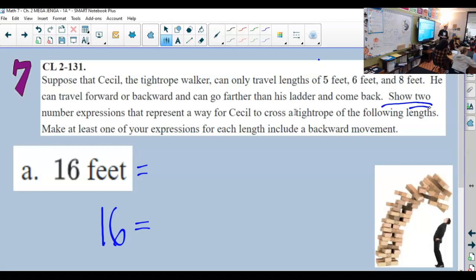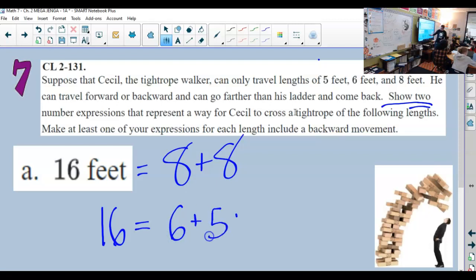Alright, you guys got it? Safe. Give it to me. So for our first one, we got 8 plus 8. Alright. Simple, Cecil. And then we got 6 plus 6 plus 5 plus 5. Does that get us to 16? You betcha. Send someone to the tower.